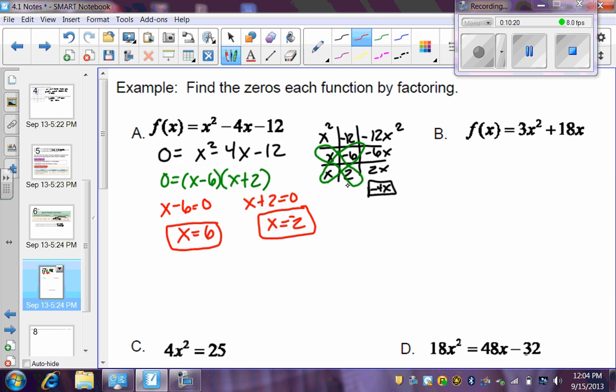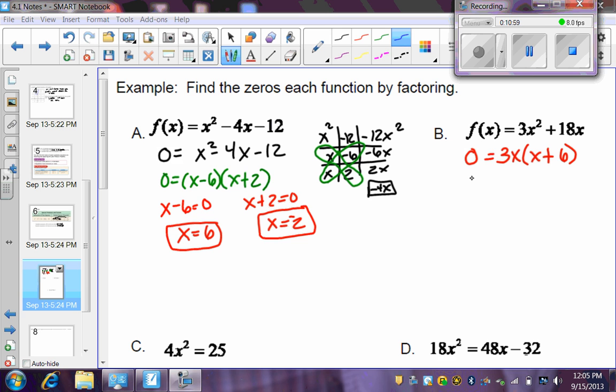On B, it says f of x equals 3x squared plus 18x. If you notice, there are only 2 terms here, not 3. So I would look at this and ask myself, is there a greatest common factor between 3 and 18? And the answer is yes. So now I have 0 equals, pulling out the greatest common factor, which is 3. But there's also a greatest common factor between x squared and x, so I'm going to go ahead and factor out an x. Well, 3x times what is 3x squared, and that's x. 3x times what is 18x, and that's positive 6.